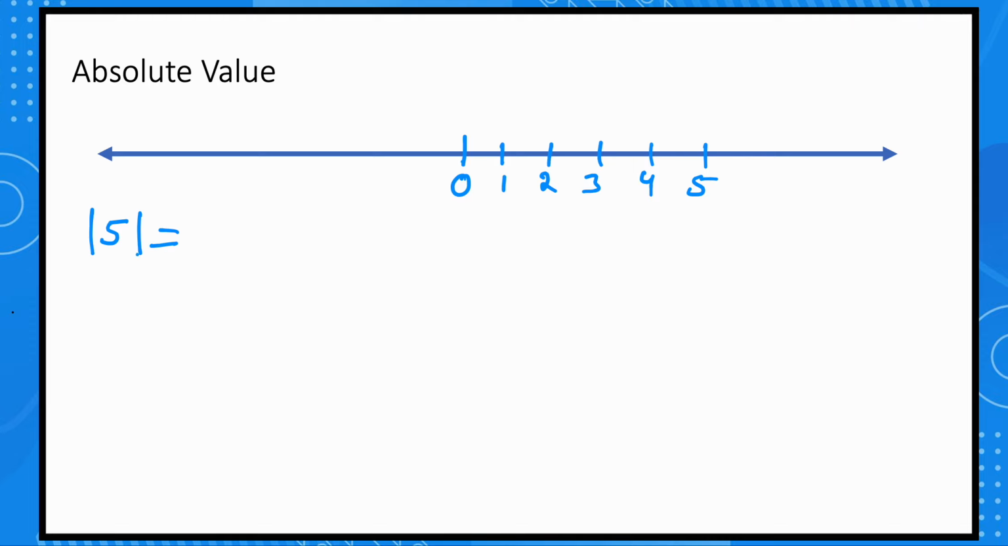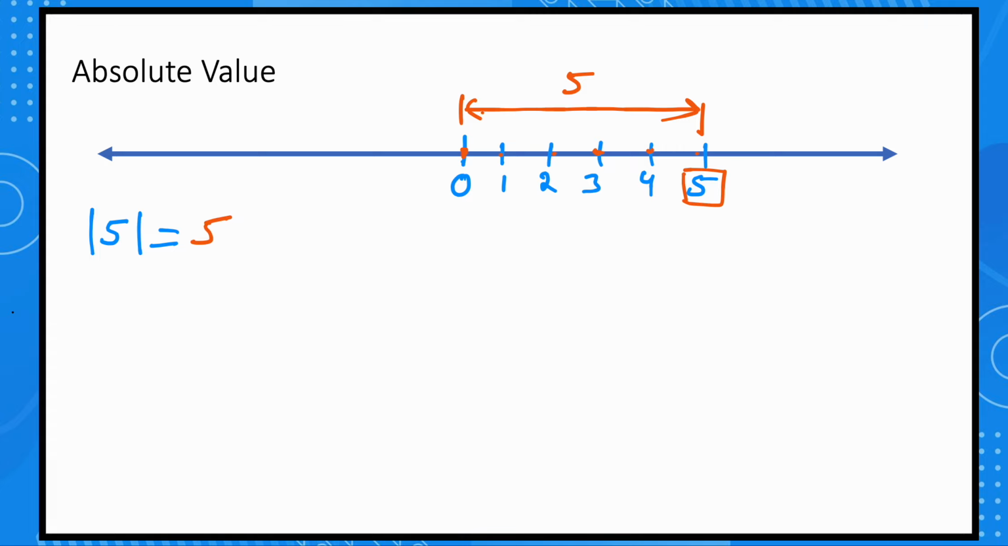Now when we put two lines on 5, this is the symbol of absolute value. What is the meaning of absolute value? The meaning of absolute value is the distance of this number 5 from 0. So this is the meaning of absolute value of a number. As you can see, if you start from 0, how many units will you travel? 1, 2, 3, 4, and 5. Since we are going 5 units, the absolute value of 5 is positive 5.